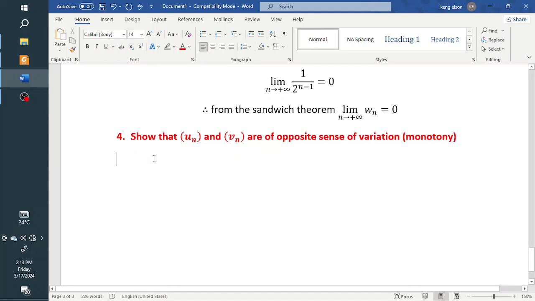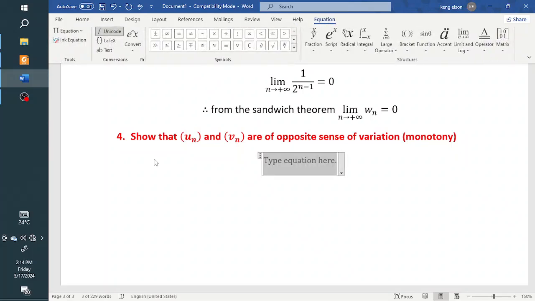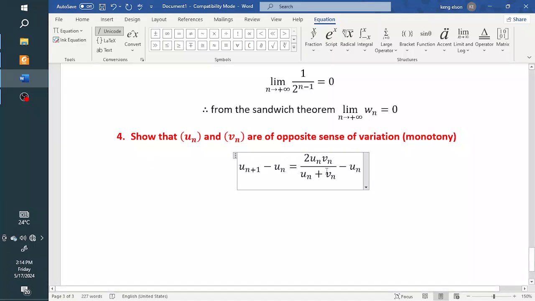So let's begin. How do I show that? How do I even test the monotony of a function? I must do the difference between the n plus 1 term and the n term, or the ratio between the n plus 1 term and the n term. In this case, it is better to do the difference between the n plus 1 term and the n term. So let's begin with Un plus 1 minus Un. Un plus 1 minus Un is equal to, now our Un plus 1 is 2Un Vn divided by Un plus Vn, then minus the Un. Alright, this is Un plus 1.